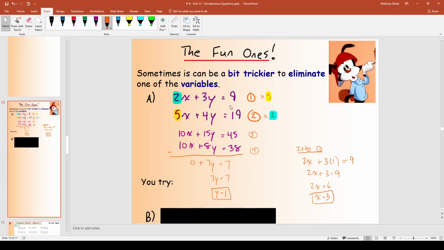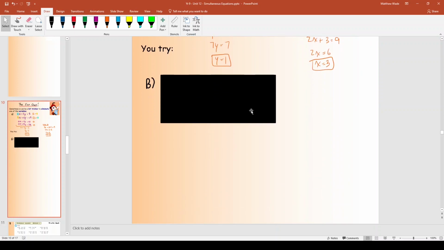So you times this one by 2 because this one led with a 2, so you times the second equation by 2. This one led with a 5, so you times the first equation by 5 because our real trick was we wanted 10 to be the same on both. Cool beans? Okay, final question that we're going to do in the video.